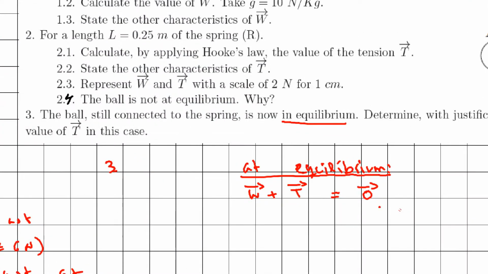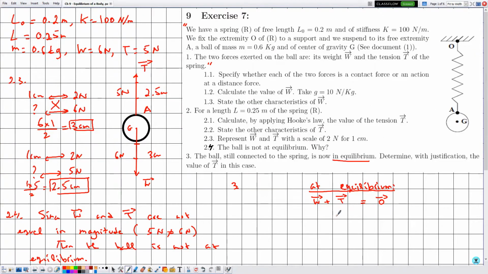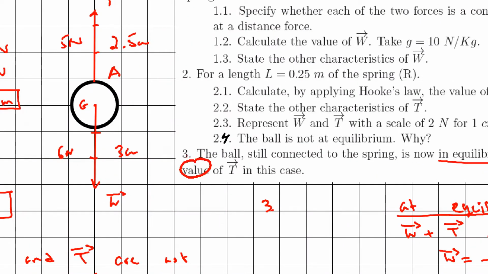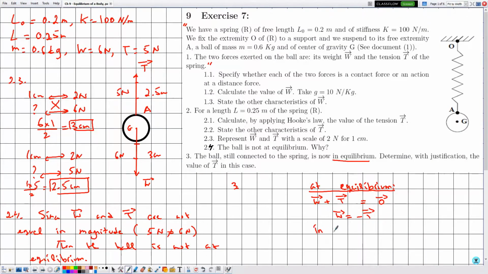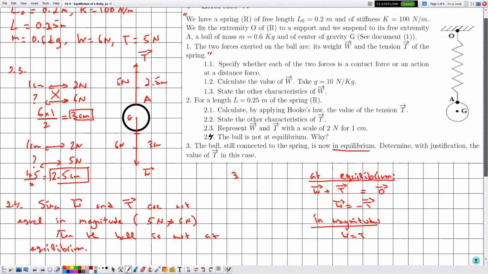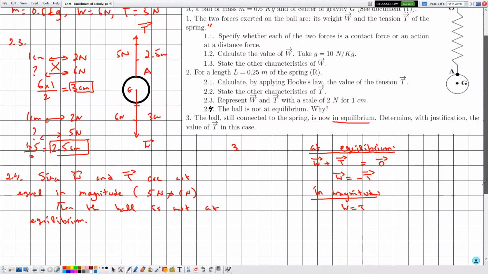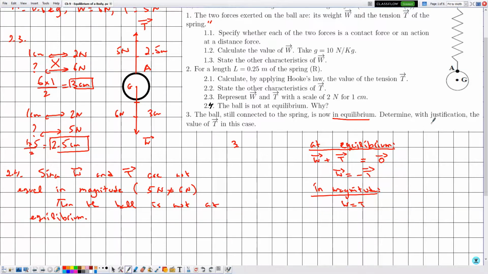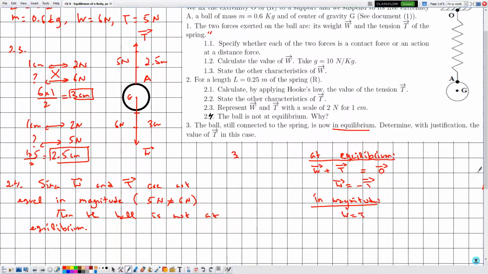Now dragging T to the right hand side, we will write that W is equal to minus T. And since we are interested in the value, let me write in magnitude that W is equal to T. But here notice that we are interested in determining the value of T using the condition of equilibrium.